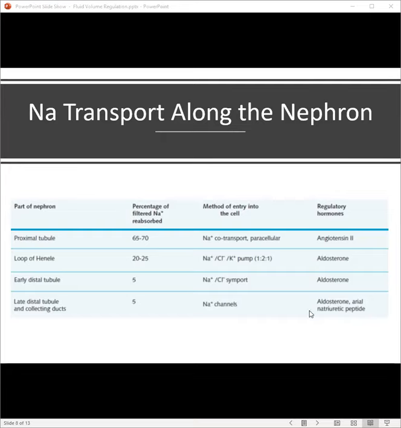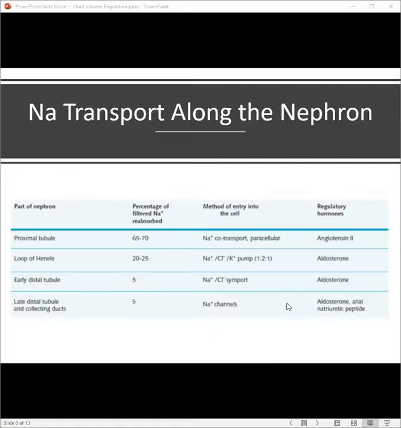And your regulatory hormones here are aldosterone and atrial natriuretic peptide. Most of the segments of the nephron are actually under the control of aldosterone, and that's why it's a powerful hormone in terms of controlling, or regulating, fluid volume.